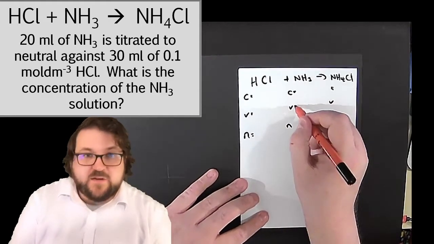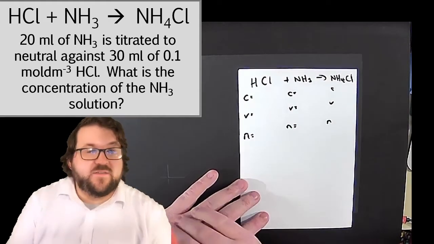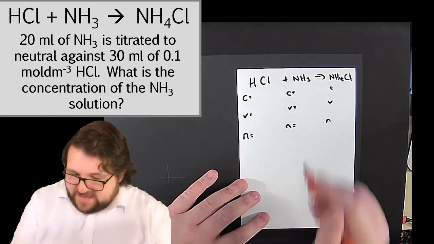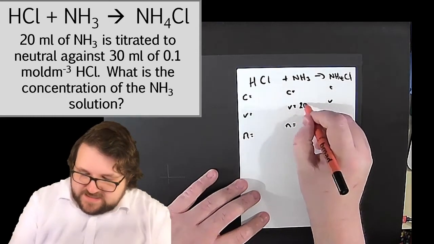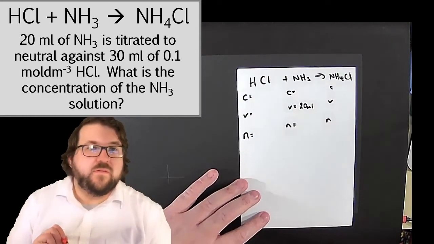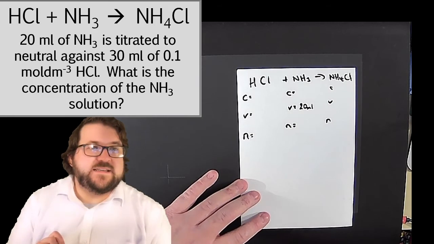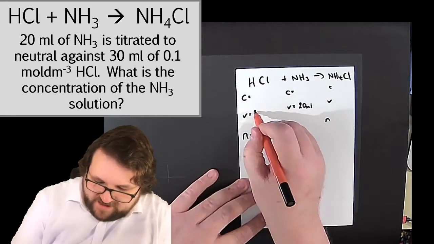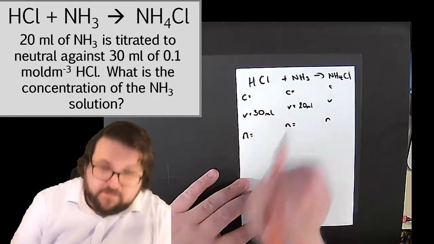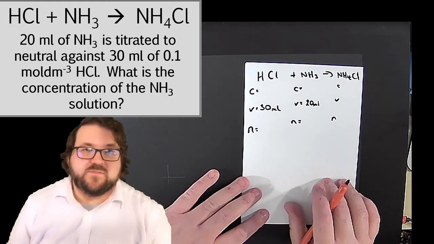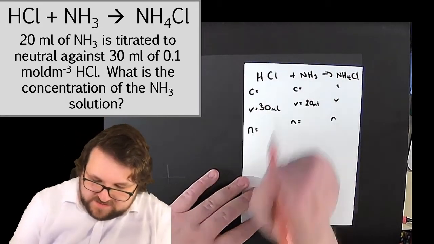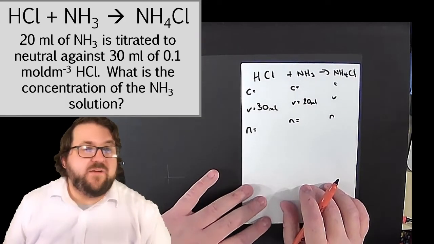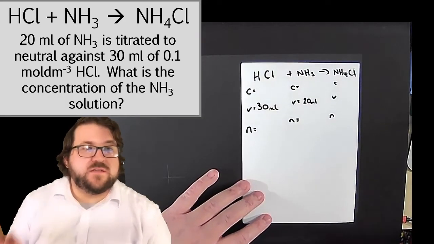So now I'm reading the question and I see it says 20 mils of NH3. 20 mils, okay, that's a volume. So I'm going to put 20 mil is titrated to neutral against 30 mil of HCl. So that's 30 milliliters there. Hopefully that's clear. It's not completely obvious. Okay, great. And it's also told me the concentration.